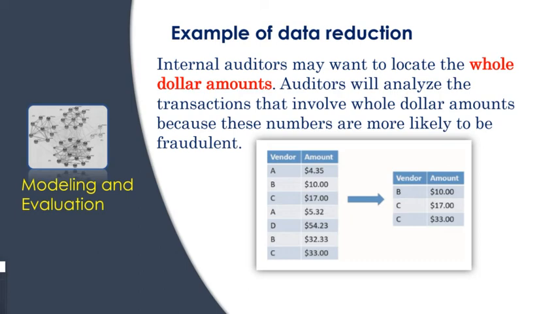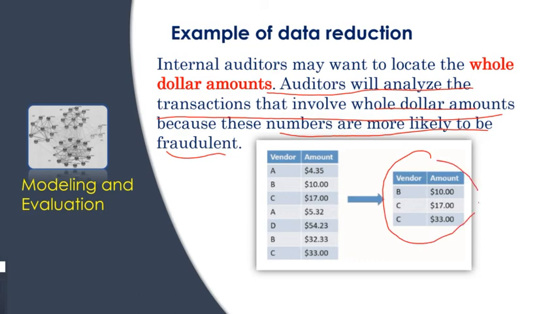Let's have an example. Auditors will analyze the transactions that involve whole dollar numbers, because these numbers are more likely to be fraudulent. After reducing the data, we have reached this, because we can see that this is a whole number, this is a whole number, this is a whole number. So we have reduced the data based on the whole number.